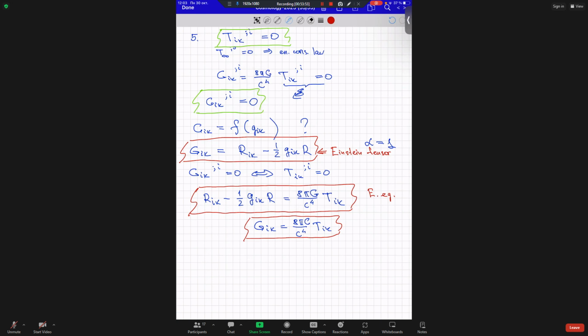You can also remark that the left part describes the curvature of space-time, and on the right part we have the matter. So this is the connection of matter with the curvature of space-time. If we have matter, it curves space-time, and the curved space-time tells matter how to move.